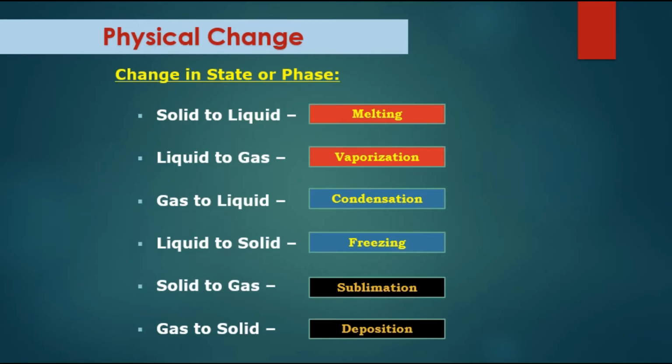Under physical change, we have this change in state or phase. Ito yung pagbabago ng state ng isang bagay or material or substance from solid to liquid, and liquid to gas, gas to liquid, liquid to solid, and gas to solid. So we have 6 processes wherein may change the state from one state into another state. It's the melting, vaporization, condensation, freezing, sublimation, and deposition. So let's see what are these change in phase or state.